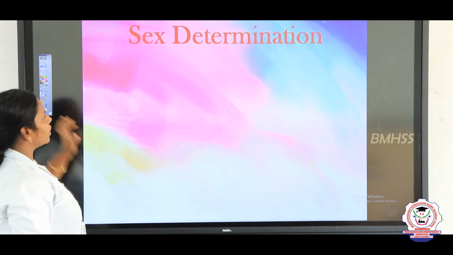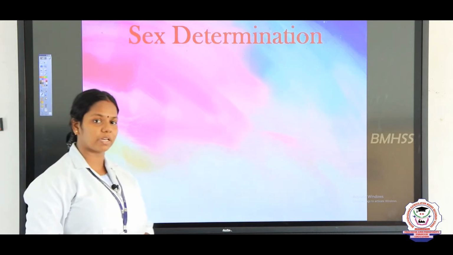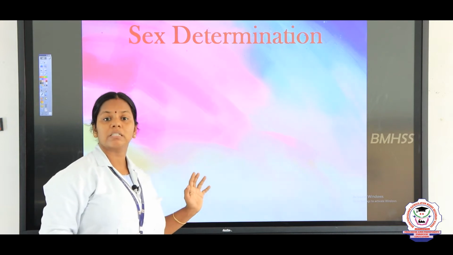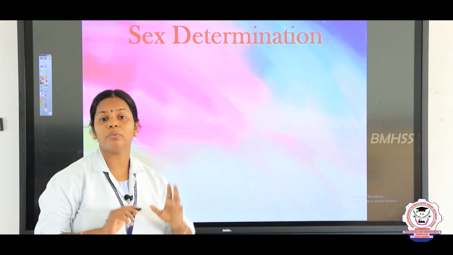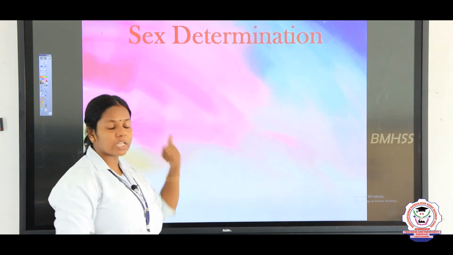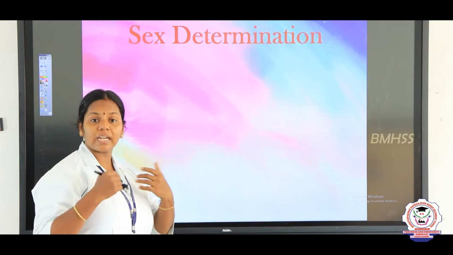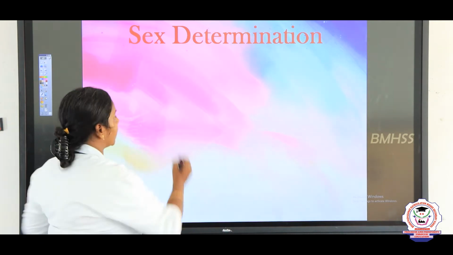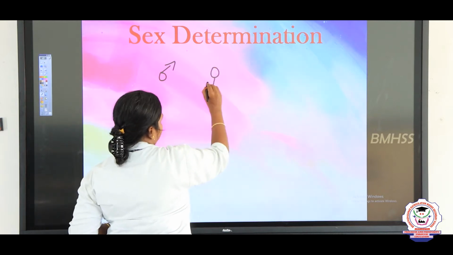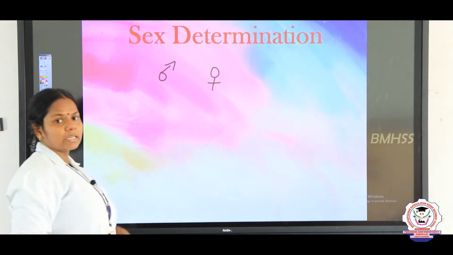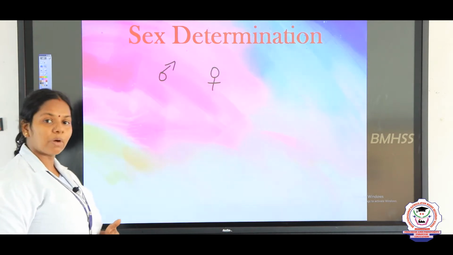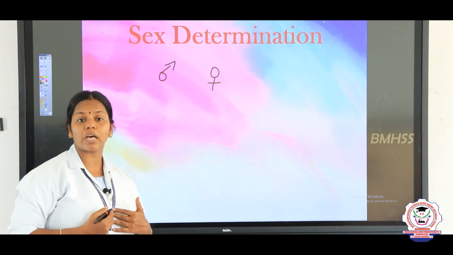And in this session we are going to discuss what is sex determination. What is sex determination, children? Yes, that is the process for differentiating between the male and the female. So, sex determination is a process by which we can understand the distinction between male and female. Mostly we can say some of the species are unisexual, some are bisexual. We human beings are unisexual.